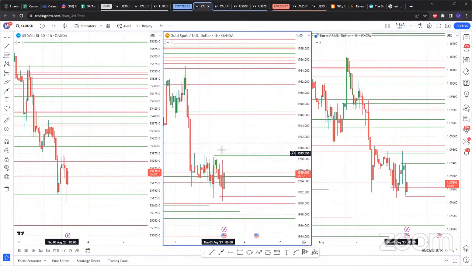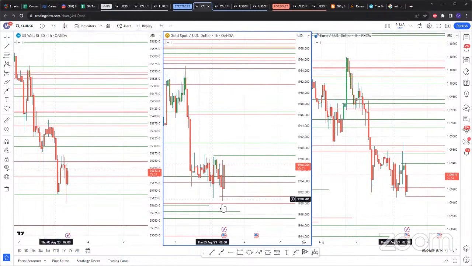So this trade was valid. It was based off of an hourly break and retest. The retests are rejected back below and close below. So for me, I still know that 1933 is a critical sell area.